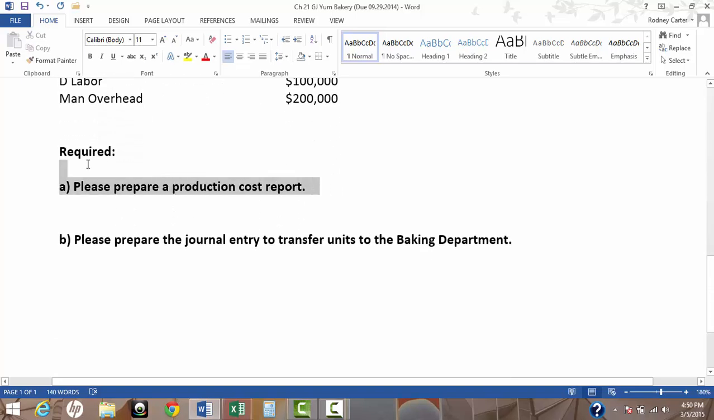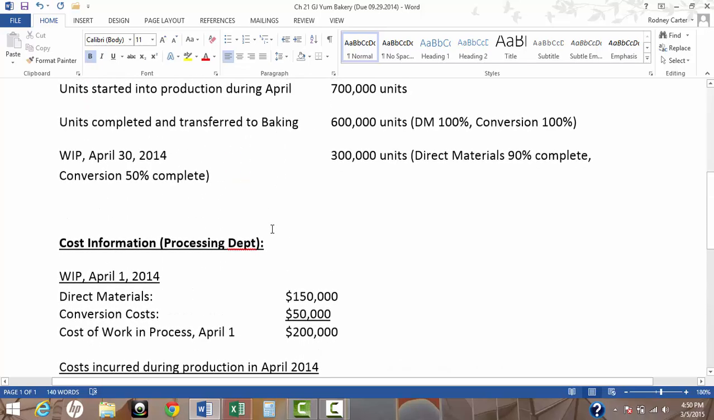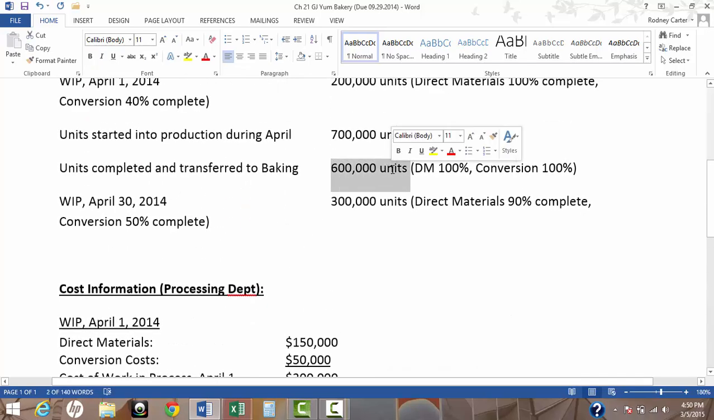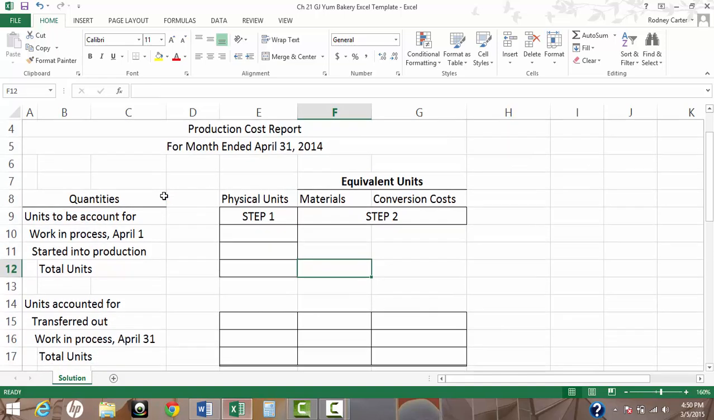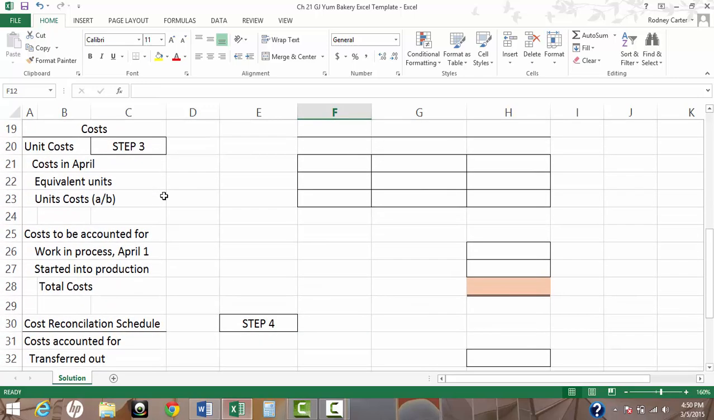What are we going to do? We're going to prepare a production cost report, and then we are going to transfer the dollar values related to the units that were transferred in April. You'll remember that we transferred out 600,000 units. Well, the question is, what's the dollar value of those 600,000 units that are transferring? And that's what we're going to solve by using the template that I've provided. We're going to cover the first 2 steps on this video, and then the second video will finish the problem in step 3 and 4.